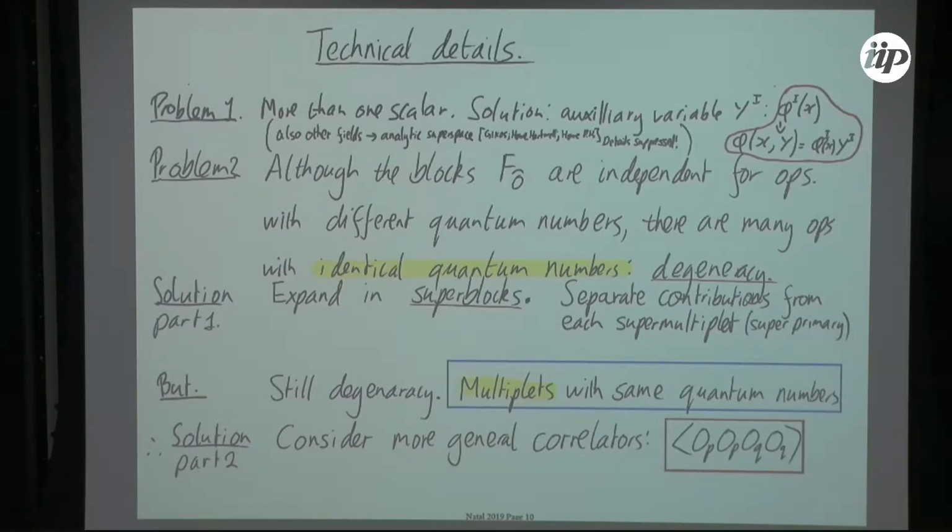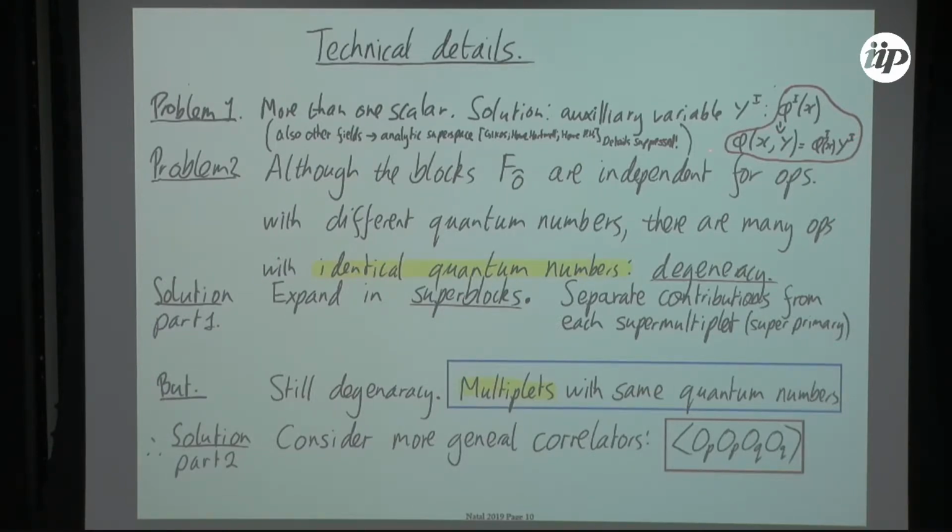So the first technical detail, of course, there's more than one scalar in the game. There are 6 scalars, and so we use an auxiliary variable, which I call yi, and Zenon, this is your ti. And then my scalar becomes a function of x and y, a sort of trivial function of y, if you like. It's just phi I, yi. But we get a y for each scalar now.